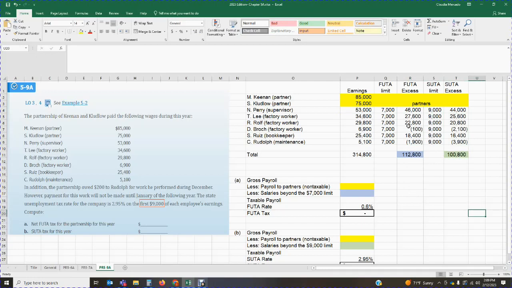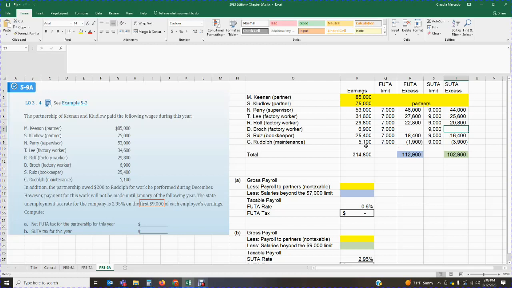Now let's look at these that have negative. Brock earned $6,900, and we know that our cap is 7. We're only going to pay taxes on the $6,900 that was earned. So Brock does not have any excess because he's earned less than the 7,000. The same thing for SUTA. My cap is 9, and he's only earned $6,900. So Brock does not have any excess earnings because he hasn't even reached the cap yet.